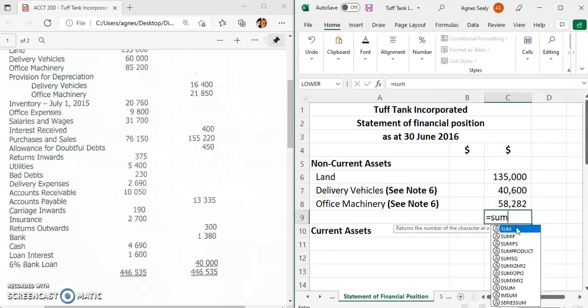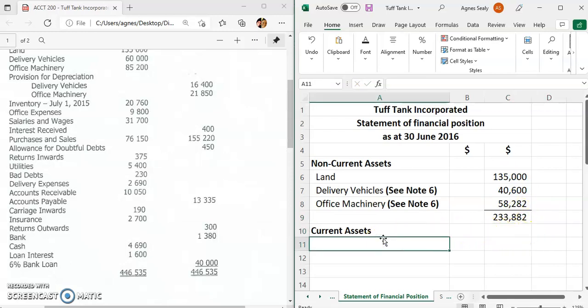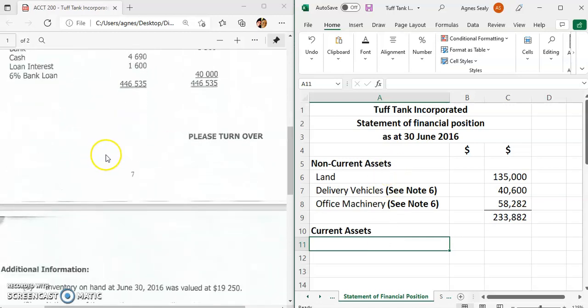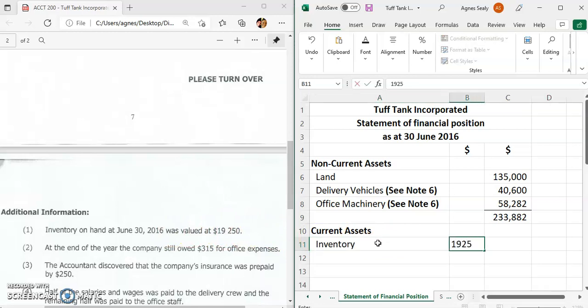So then we can add our non-current assets, which gives us $233,882. Then we can go on to our other information for our statement of financial position, like our inventory, etc. Remember, inventory will be the closing inventory figure that is given in the additional information. So inventory, $19,250.